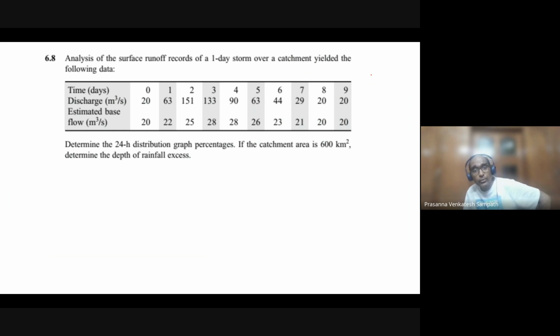Determine the 24-hour, which means 1 day, distribution graph percentages. If the catchment area is 600 kilometers square, determine the depth of rainfall excess. Okay. So yeah, what should the first thing we do be? What should I do as a first step? Anybody?